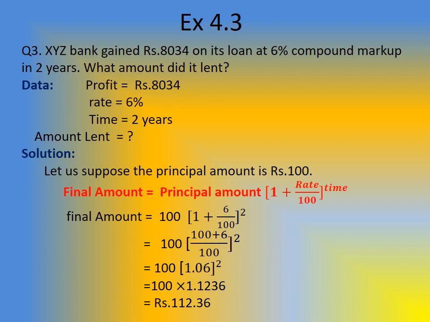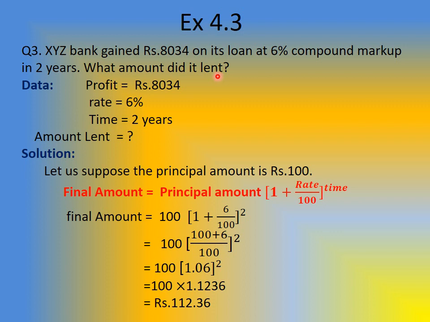This question is a little bit different from question number 4, so I am going to explain it. Question number 3. XYZ Bank gained rupees 8,034 on its loan at 6% compound markup in 2 years. What amount did it lend? It means here we have to find the lent amount. The lent amount is not given. This is the difference between this question and the previous question.